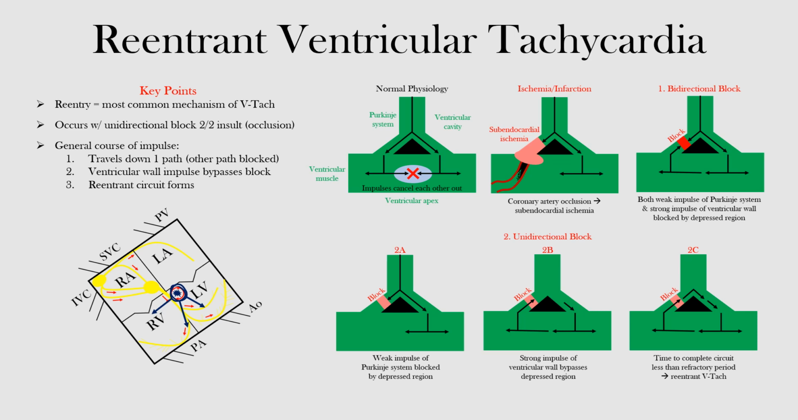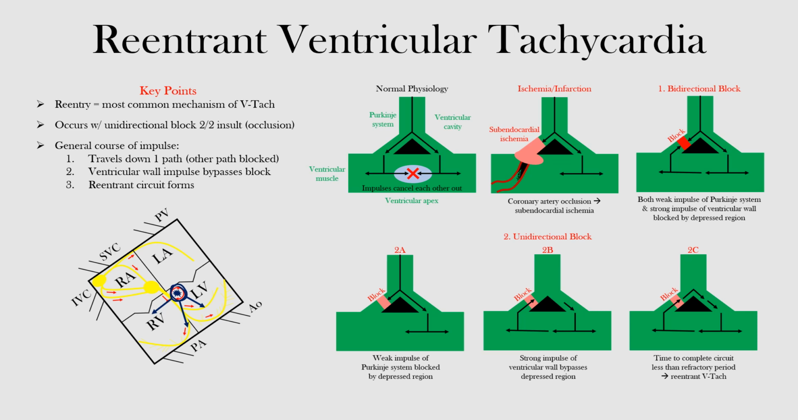Now, we mentioned in that lecture that there are three main mechanisms that have been proposed. There's the reentry mechanism, there's a triggered activity mechanism, and then there's an enhanced automaticity mechanism. The main one I want to discuss here is the reentry mechanism, which is the most common of these three. This reentry mechanism requires two distinct conduction pathways with a conduction block in one pathway and a region of slow conduction in the other. It typically develops as a result of abnormal myocardial damage or scarring, such as from ischemia or infarction.